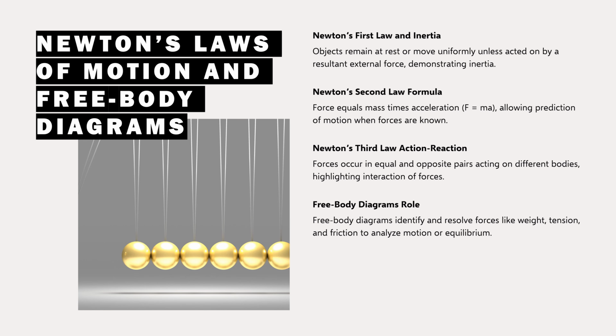The second law defines the relationship between force, mass, and acceleration, expressed mathematically as F equals ma. This law allows quantitative predictions of motion when forces are known. Newton's third law states that forces occur in equal and opposite pairs, acting on different bodies, a concept often misunderstood by students. Free body diagrams are essential tools for applying Newton's laws, as they help identify all forces acting on an object, such as weight, normal reaction, tension, and friction.